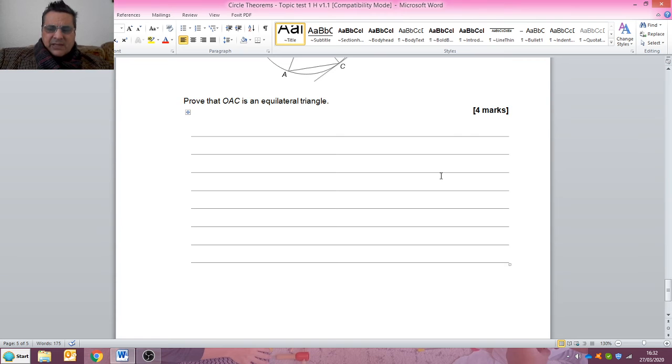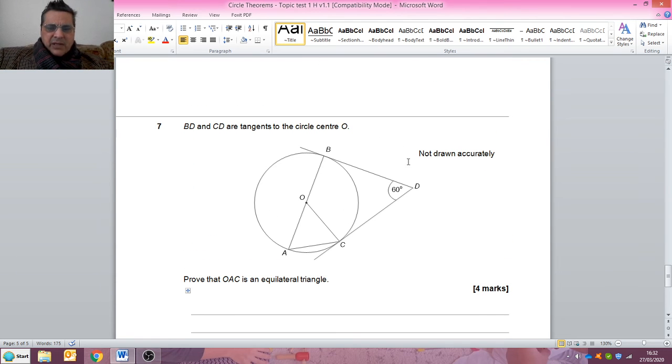What about this? This looks terrifying. It's really, really not, you know. So these are tangents. If they're tangents, you know what? A tangent to the radius is 90 degrees. So DBO is 90, DCO is 90. 90 plus 90 is 180. Plus 60 is 240. Which leaves us how much from 360, being a quadrilateral? I think that's 120. So BOC is 120, which means that AOC must be 60 degrees. Why? Angles on a straight line add up to 180. So AOC is 60 degrees.